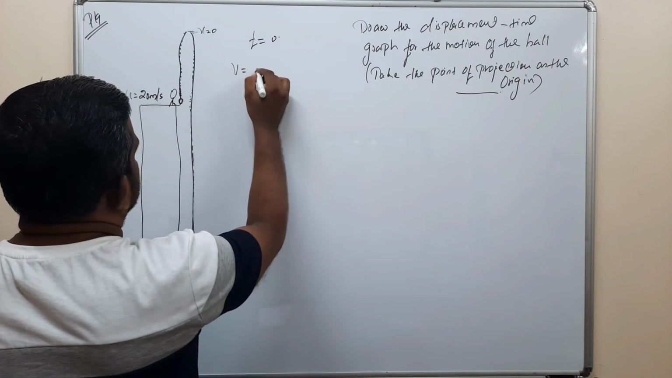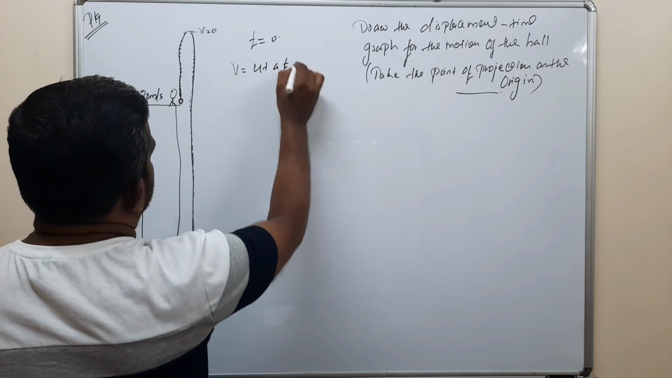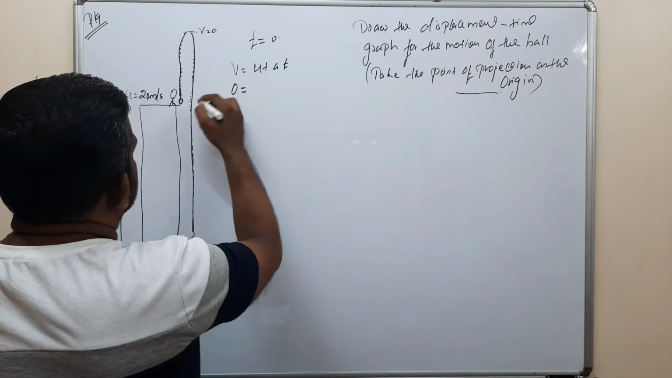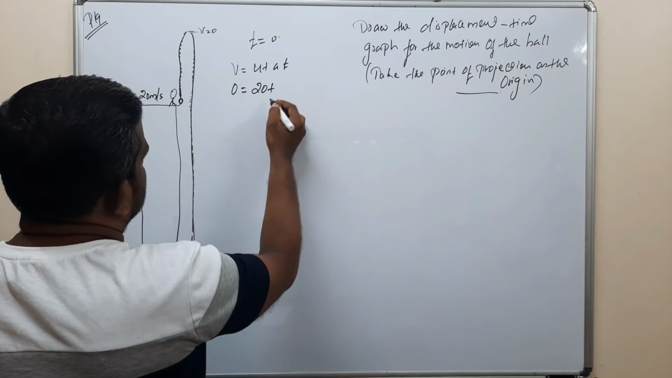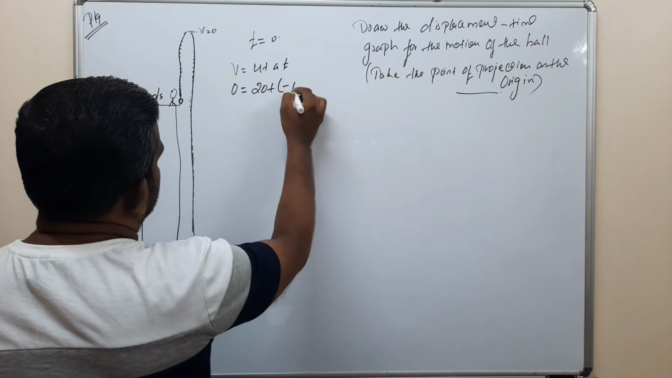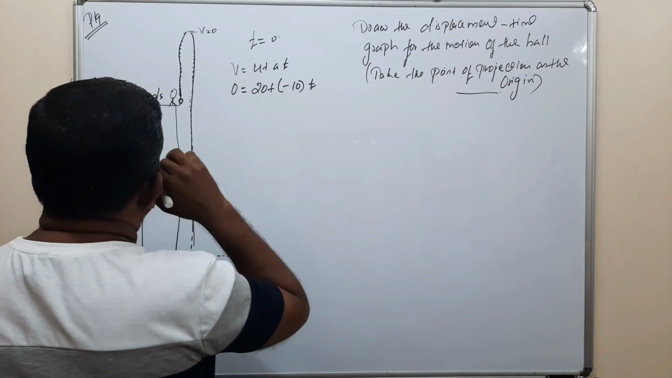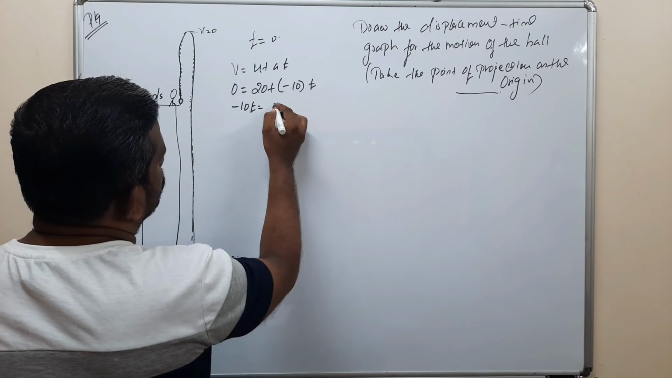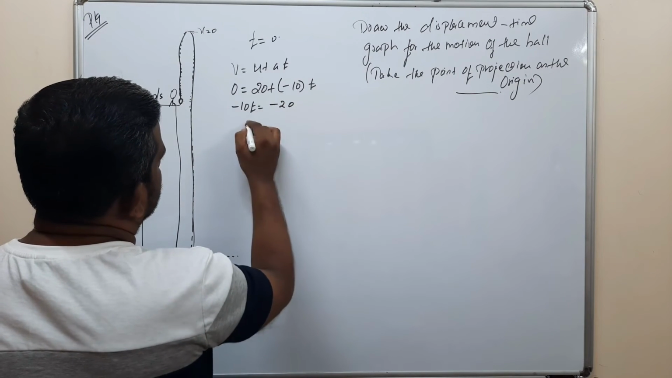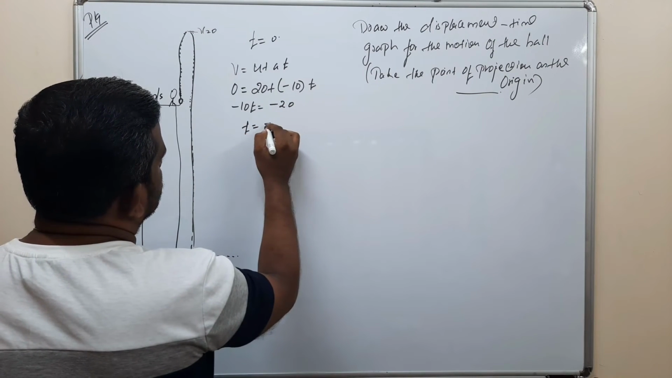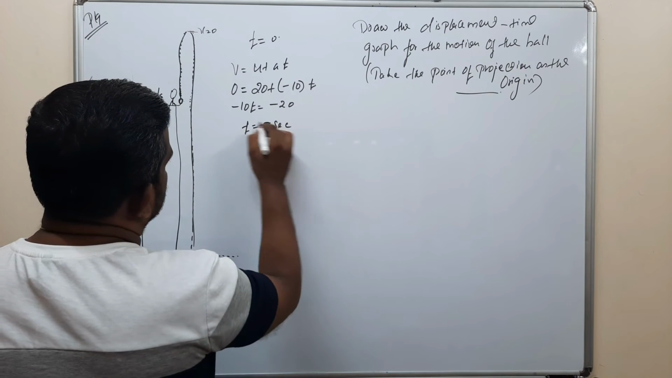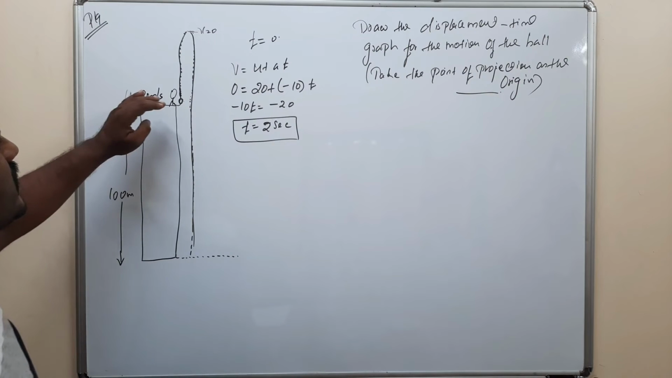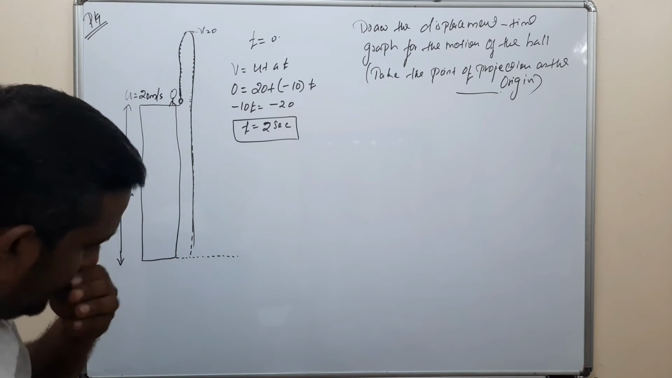So I am using the equation v is equal to u plus at. At that point the velocity becomes 0, is equal to the initial velocity, that is 20, plus acceleration, always minus, that is minus 10t. So minus 10t is equal to minus 20, so t is equal to 2 seconds. When the time t is equal to 2 seconds, the ball reaches the maximum height.